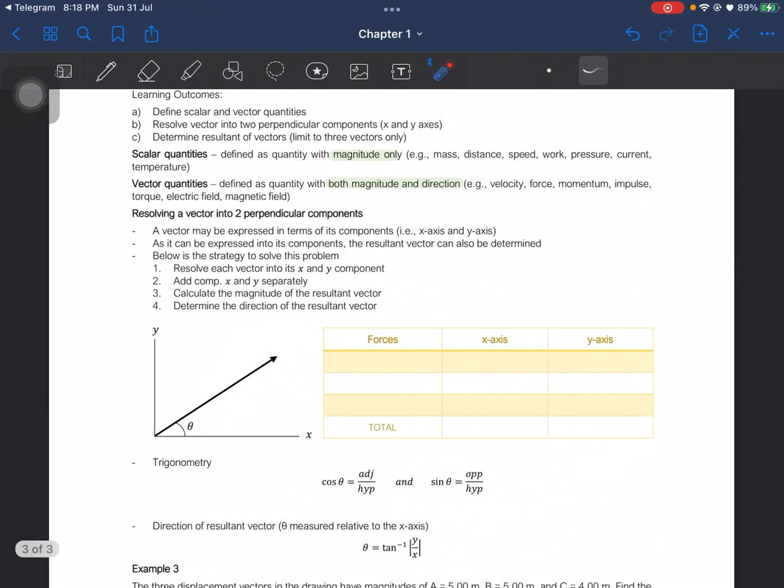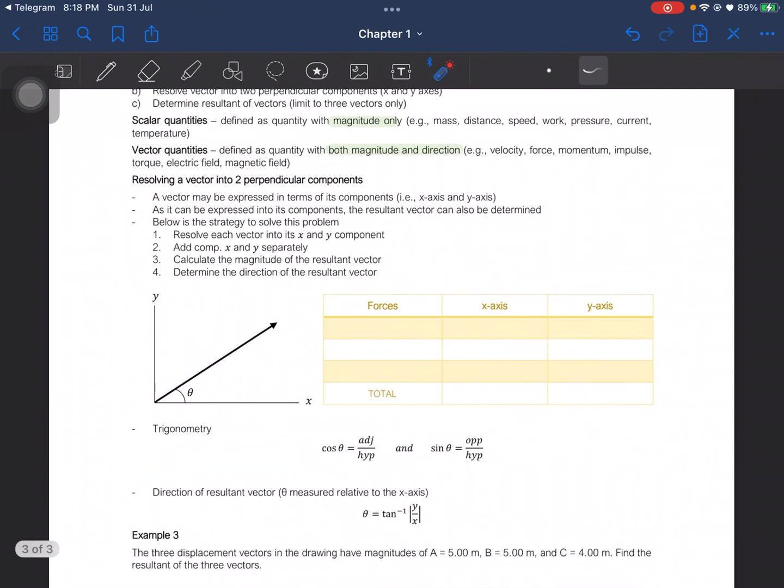Now you have to be able to resolve a vector into two perpendicular components. This part you will be using across all chapters, so you have to understand this basic part. If you have problems understanding what I'm trying to do here, please let me know in the class. I'll help you as much as I can.